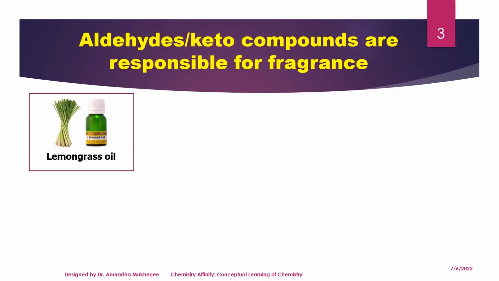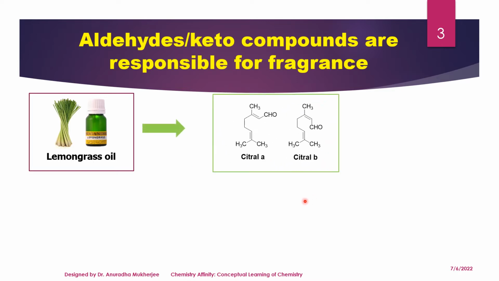So this is another example I have taken, lemongrass oil. Lemongrass oil is used in healthcare products to treat digestive problems and high blood pressure. It is also used as a popular tool in aromatherapy to relieve stress and anxiety. So it is a very popular essential oil. In lemongrass oil, the major component is the citral compound. The citral compound contains two different forms, citral A and citral B.